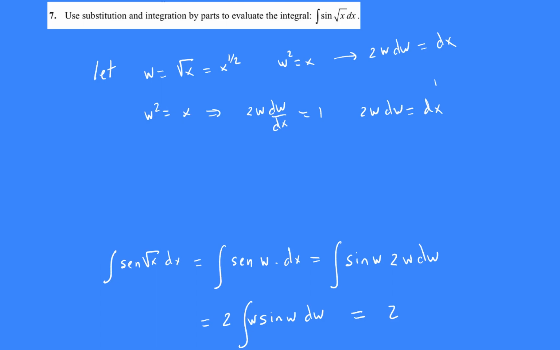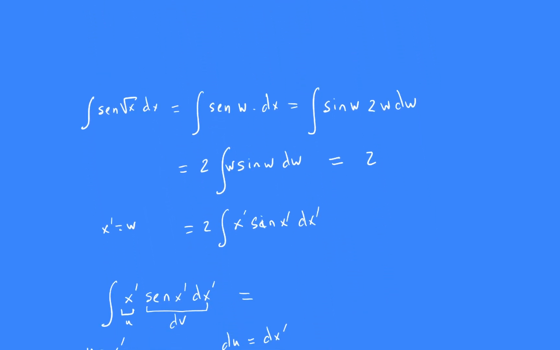So let's make the substitution first, and later make the integration by parts. The integral of sine of the square root of x dx will be the integral of sine omega dx, but dx is 2 times omega d omega. So it will be sine omega times 2 omega d omega. And now I will have to solve the integral of 2 times omega sine omega d omega. How will we solve this integral? We will use integration by parts.